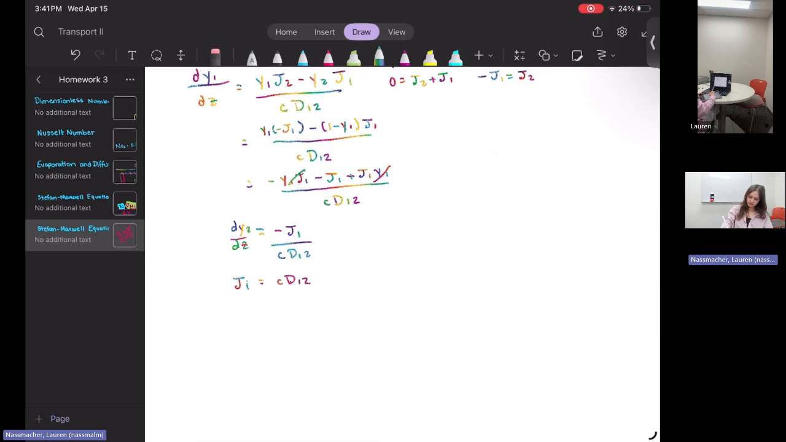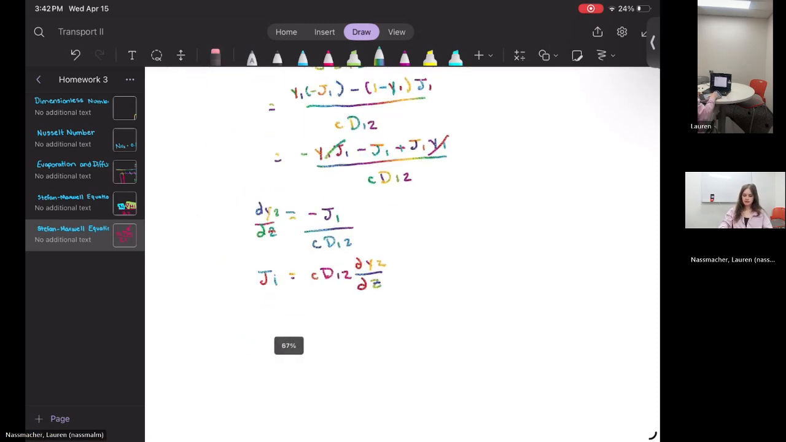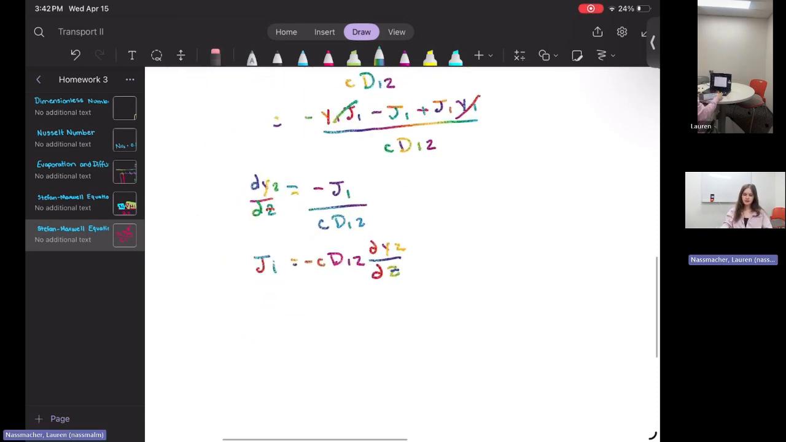I know, funny, isn't it? So that's how the pure component simplifies. Our Stefan-Maxwell equation simplifies down to Fick's law for a pure component. And of course, Fick's law is negative.